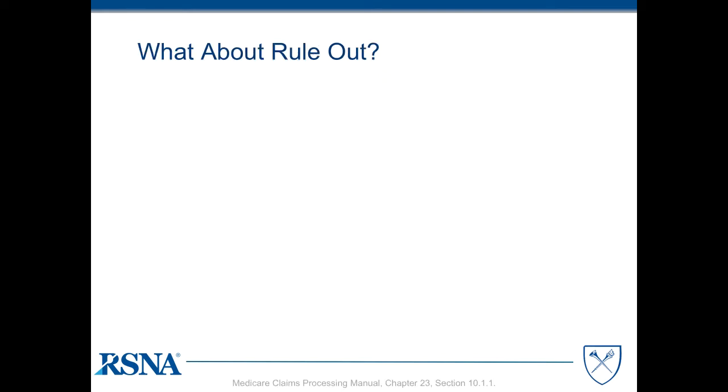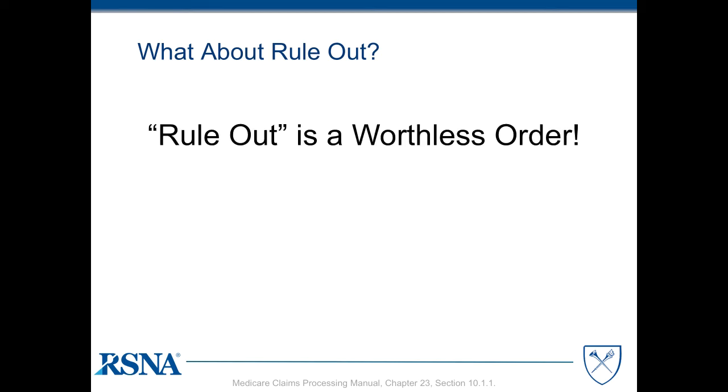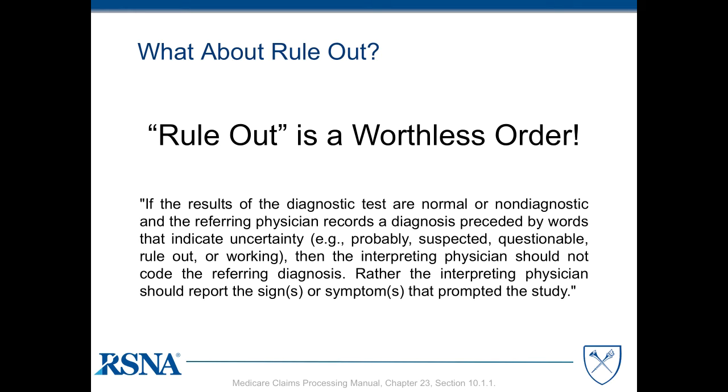How about the dreaded rule out? In our practice, probably like yours, we see this not infrequently. Rule out is a worthless order. Here's what Medicare says about it. In the Medicare Claims Processing Manual, if the results of a diagnostic test are normal or non-diagnostic, and the referring physician records a diagnosis preceded by the words that indicate uncertainty, and you can read the list there, but it includes rule out, then the interpreting physician, that's you and me, should not code the referring diagnosis. Rather, it's our job to report the signs or symptoms that prompted the study. That means we're going to have to figure out why it is that they want to rule out pneumonia.